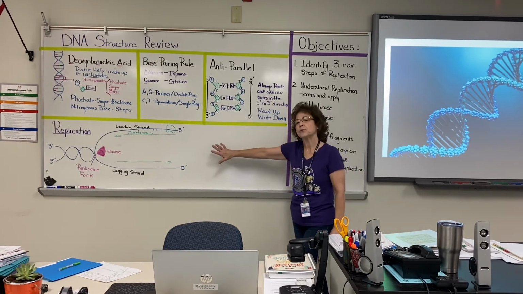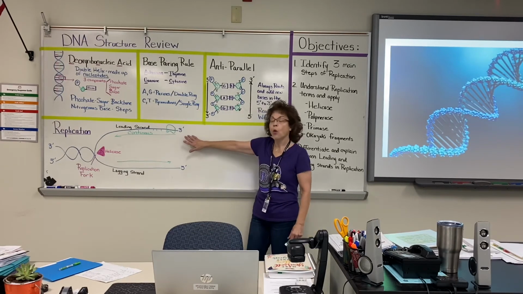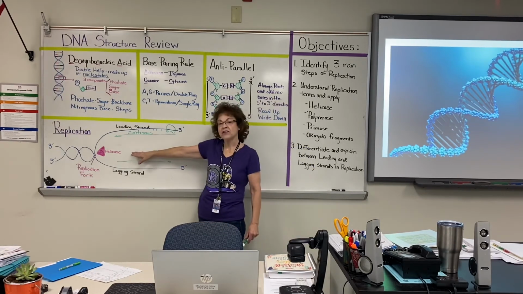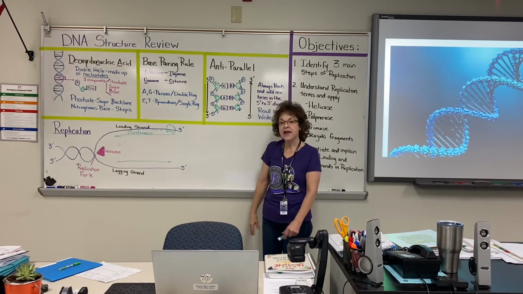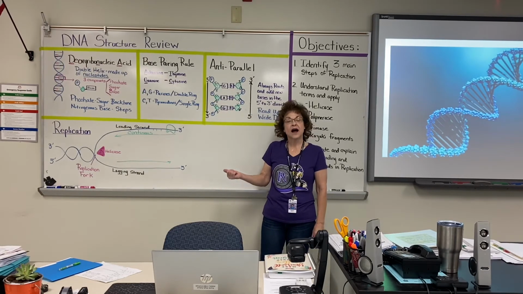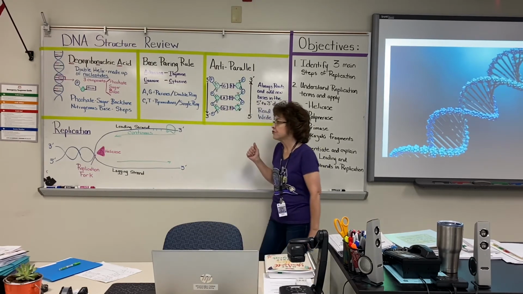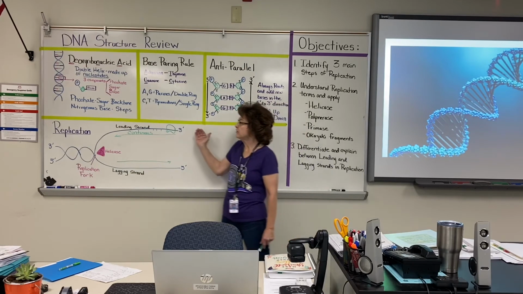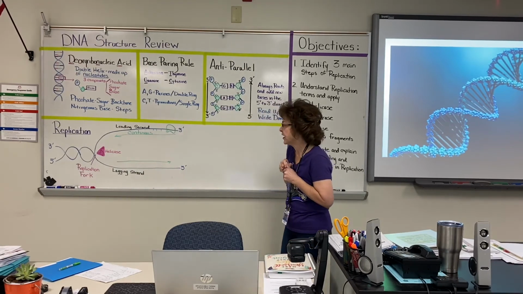So if you were to break this down into 3 steps, you would say 1, the helicase unzips the DNA. 2, primase lays down a primer to tell polymerase where to start. And 3, the polymerase runs down the length of the DNA and adds complementary base pairs.